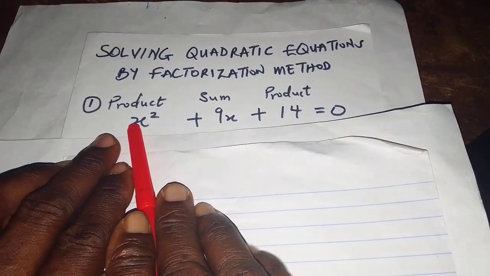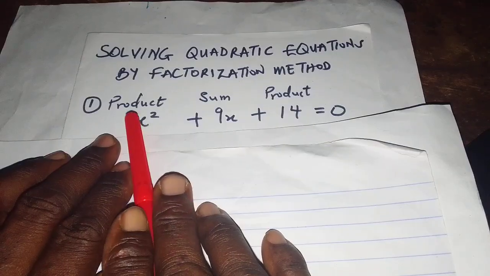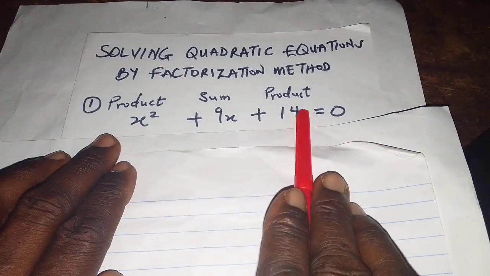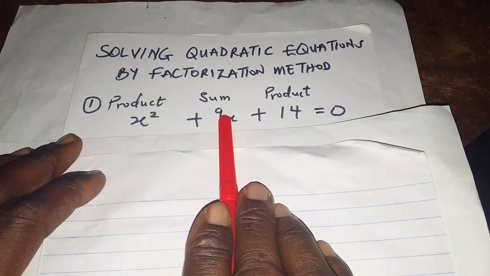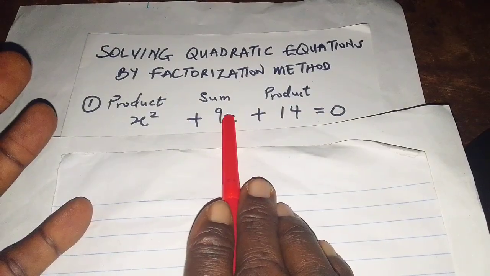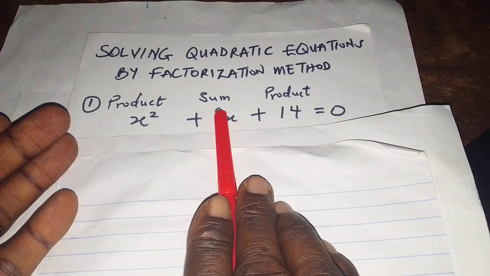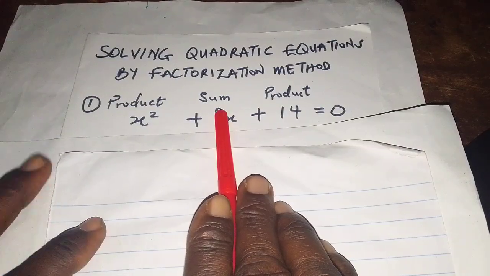Now, this first term, you take it to be a product. This one also will be a product, while what is in the middle will be their sum. So the factorization method is actually a guess method. You'll be guessing some numbers and you see if they will tally with whatever you have in the middle. The moment it tallies, that means it will be factored. But if it doesn't tally, you need to try other numbers.